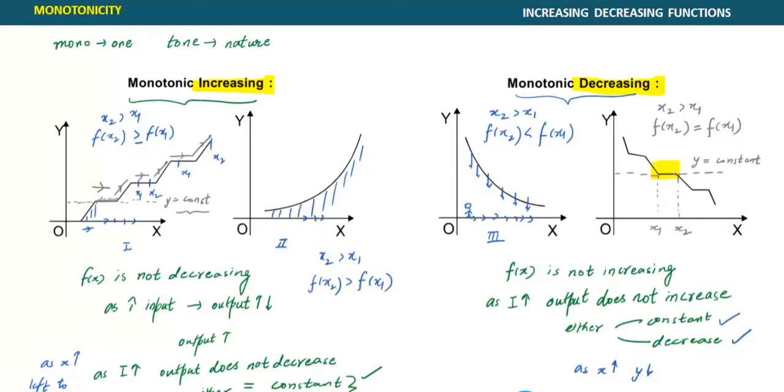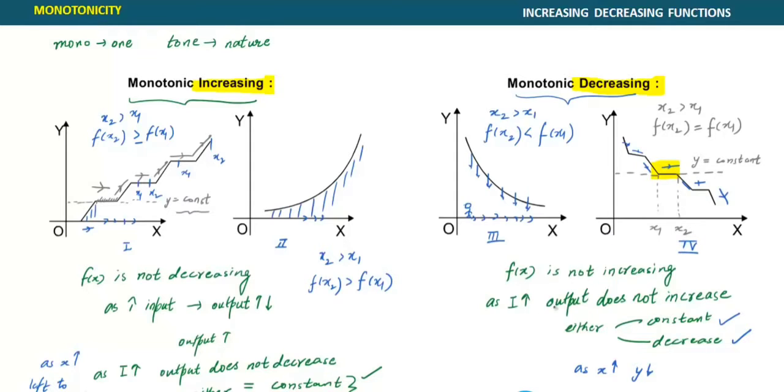Then also I'll say it is monotonically decreasing. And again, if you see, here it is decreasing, here it is also decreasing, here again it decreases, here it becomes constant, decreases, constant, and again decreases. So here the graph is a mixture of decreasing and constant. Here it was plainly decreasing. So all these diagrams are actually monotonic in nature.